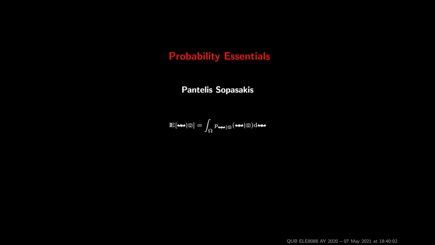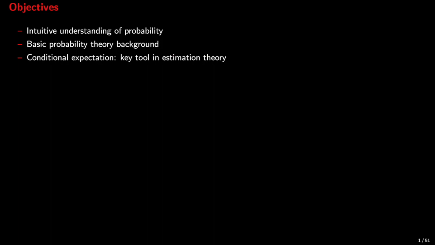In this second part, we will start with an introduction to basic probability theory. We will first of all try to give an intuitive understanding of what probability is and what it isn't, some basic probability theory background, and then the ultimate objective will be to define and understand what the conditional expectation is. The conditional expectation is the key tool that we will be using in estimation theory.